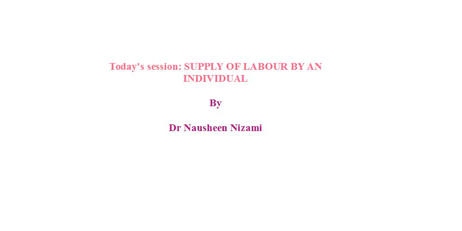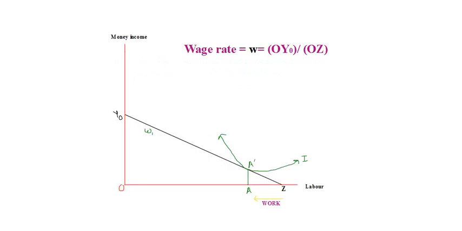Dear friends, I am Nausheen and in today's session I am going to discuss with you how to derive the supply curve of labor of an individual. So as you can see in this diagram, we are plotting labor on the x-axis and money income on the y-axis. The horizontal axis, this x-axis, basically measures the hours available for leisure and work over a given period of time, while the y-axis, the vertical axis, measures the money income.